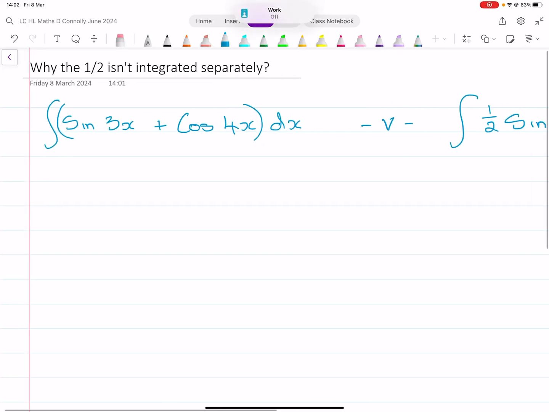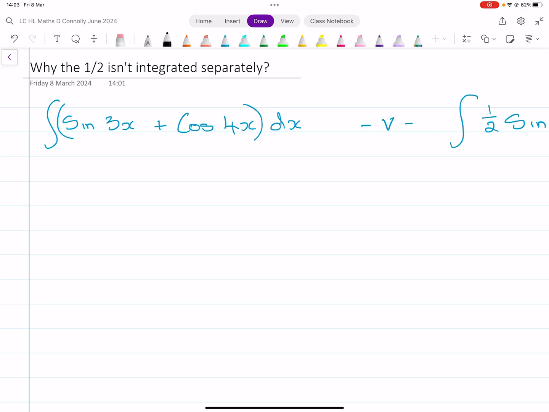So this took a bit of investigating. Like I said, it's just something I hadn't really thought of. But the question that was asked in class the other day was about why the half isn't integrated separately. So we integrate things with respect to x, so the thing has to be changing with respect to x.